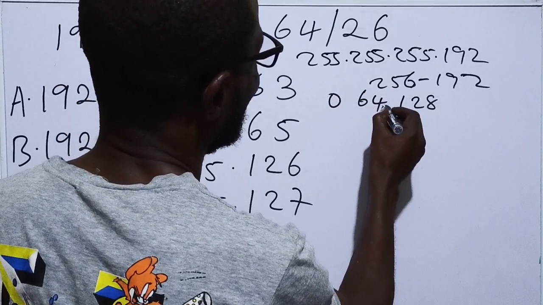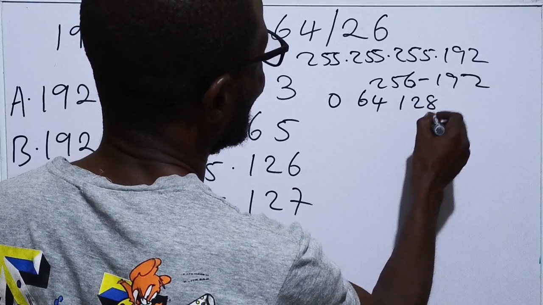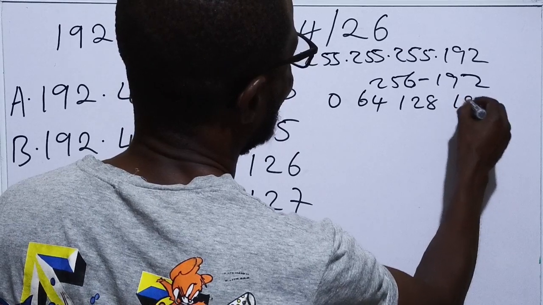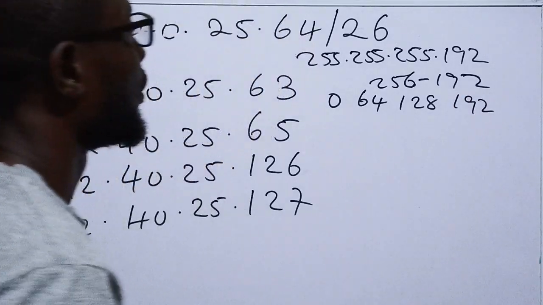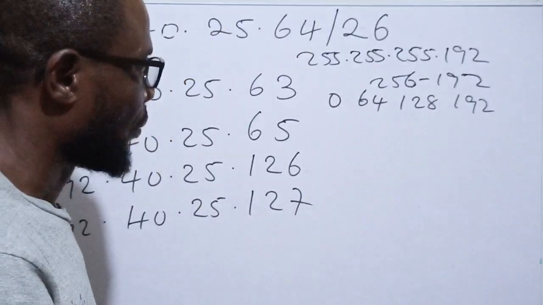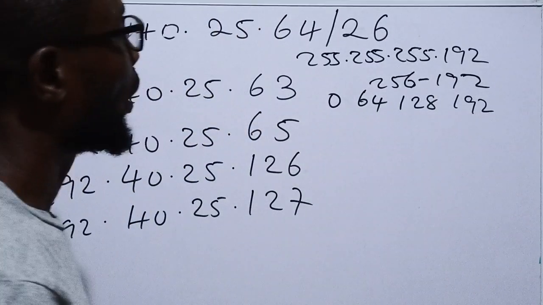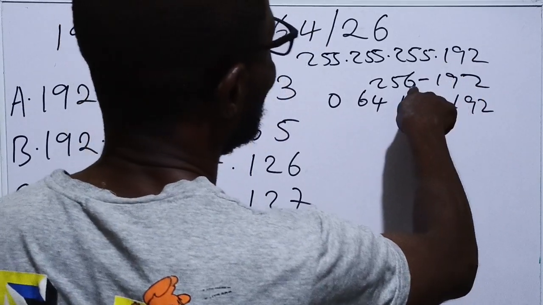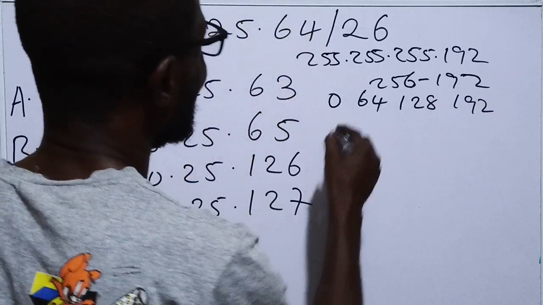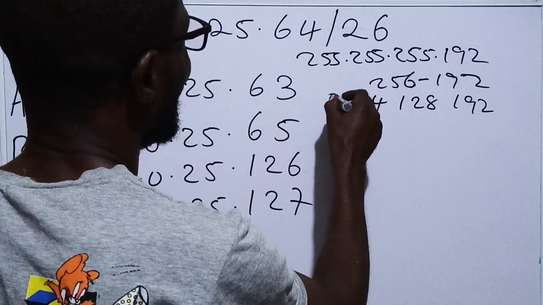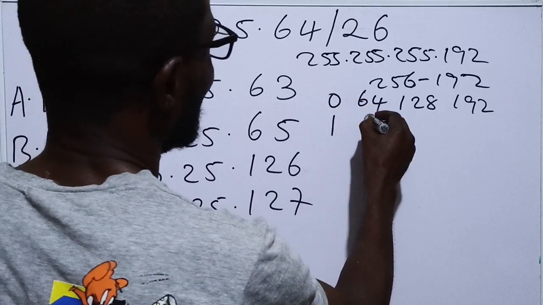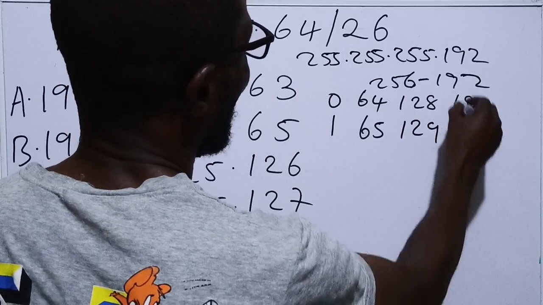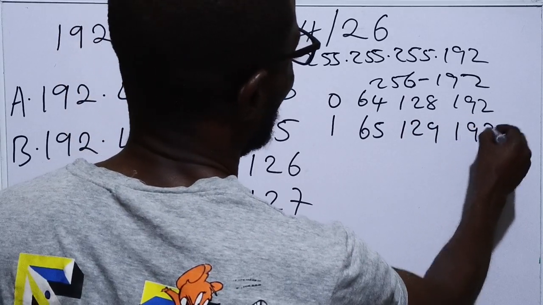Start from 0. 64 plus 64, 128. 128 plus 64, I think, is 192. Which is 4 subnets. By the time you put another 64, you get 256. Now, let's start. This is the first valid IP on this. This is the first valid IP on this. And this is the first valid IP on this.